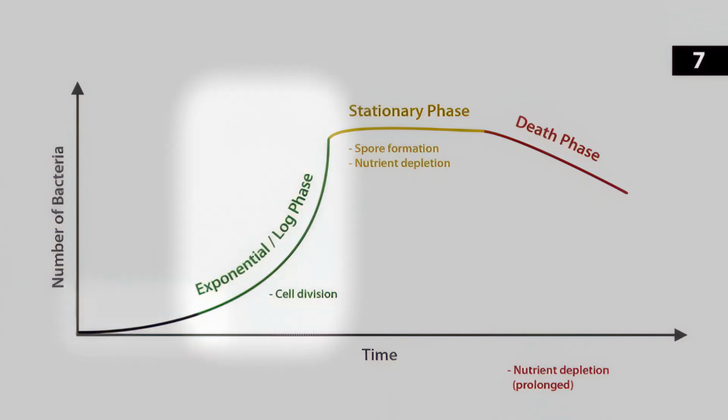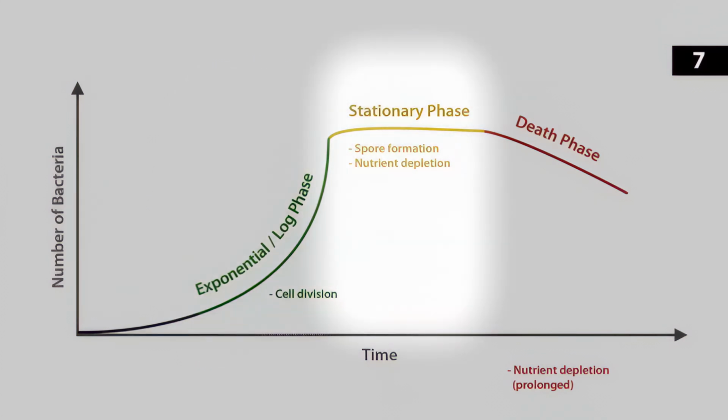Then the bacteria enter their log phase or exponential growth phase. And at this point, there are few bacteria with plenty of nutrients, so they're dividing like crazy. And interestingly, this is the phase in which they're very vulnerable to our interventions like antibiotics and radiation.